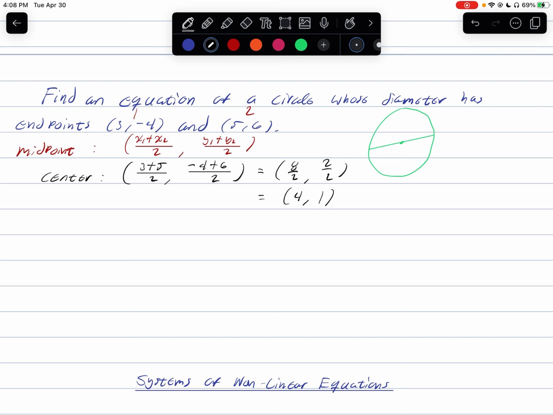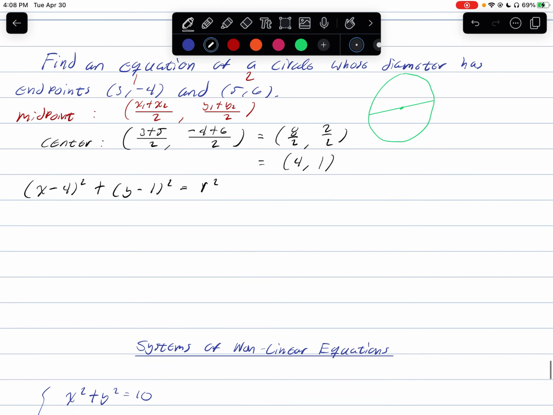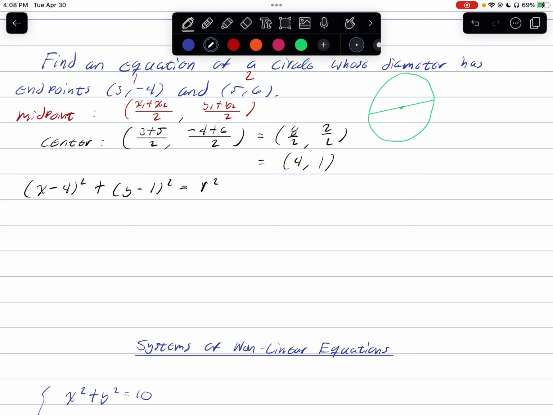Since our center is (4, 1), we know that our general form is going to be (x - 4)² + (y - 1)² = r². And now we have to figure out what r is. We have a couple of routes we can go here. We can find the distance between these two endpoints and then divide it by 2, because the radius is always half of the diameter. Or we can just find the distance from (4, 1) to either of these two points. I would like to go the second route, where we find the distance from the center to either of these two points.